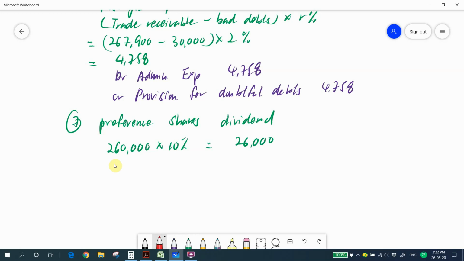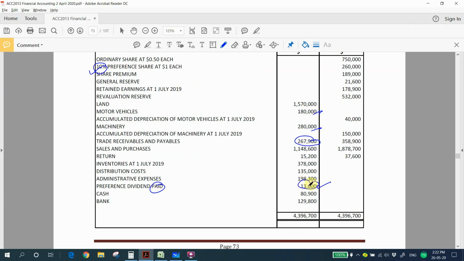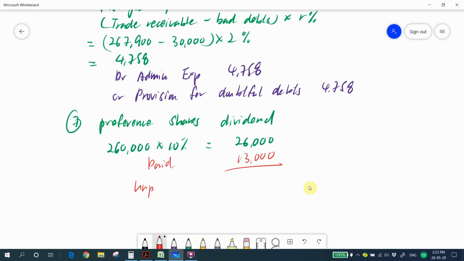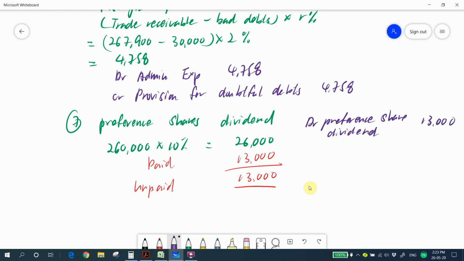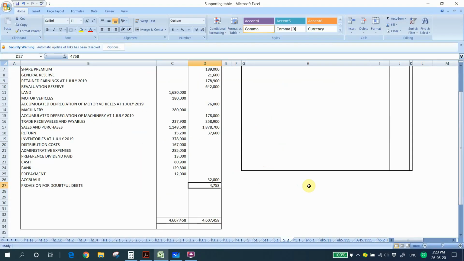And during the year, we have paid 13,000. How to get this 13,000? From here, 13,000. So the unpaid portion will be 13,000 as well. So double entry for this unpaid 13,000. We debit preference share dividend. Credit goes to accrual. So let's reflect this in our trial balance. For preference share dividend, we add another 13,000 here. For the provision for, so we add another 13,000 at the accruals.